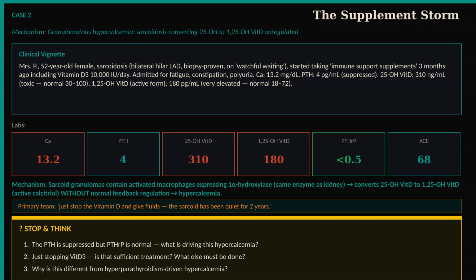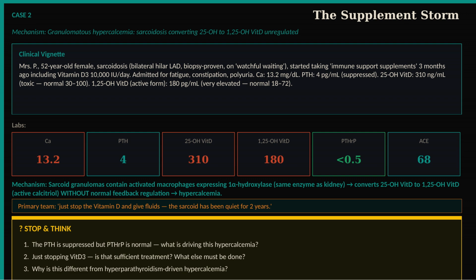Her 25-hydroxy vitamin D is a toxic 310, normal is 30 to 100. And her 125-dihydroxy vitamin D, the active form, is markedly elevated at 180. Her PTHrP is undetectable, and her ACE level is up. The mechanism, in brief, sarcoid granulomas are packed with activated macrophages that express the same 1-alpha hydroxylase the kidney uses, and they convert vitamin D to its active form without any feedback control.